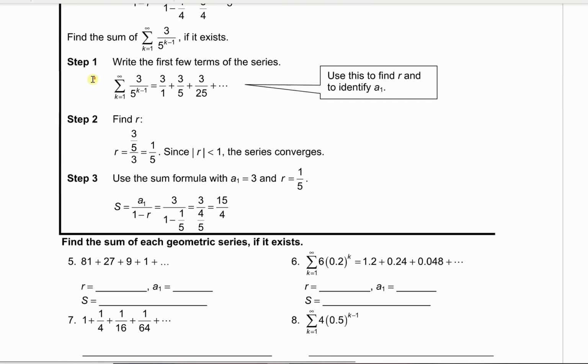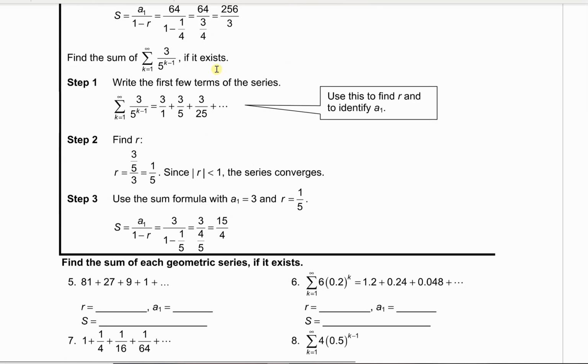This one here, kind of again, similar to the example we just looked at in the textbook. This time it's 3 divided by 5 to the k minus 1. So we just got to find at least the first 2 terms. The first term is 3. The second term is 3/5. So r is 3/5 divided by 3, or 1/5. And so, like I said, a1 is 3, r is 1/5. Plug it in, you get that.